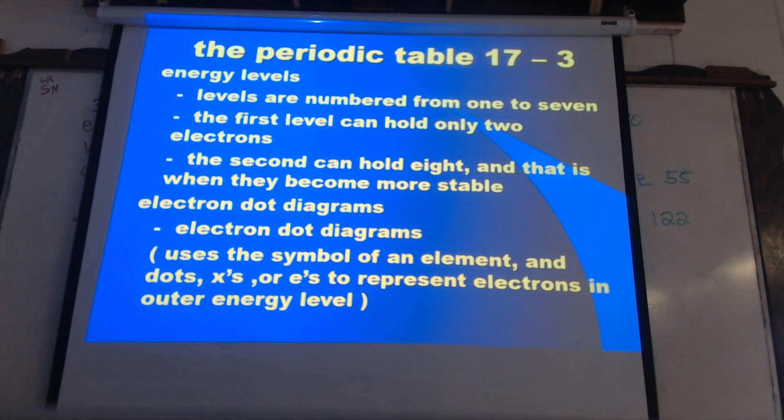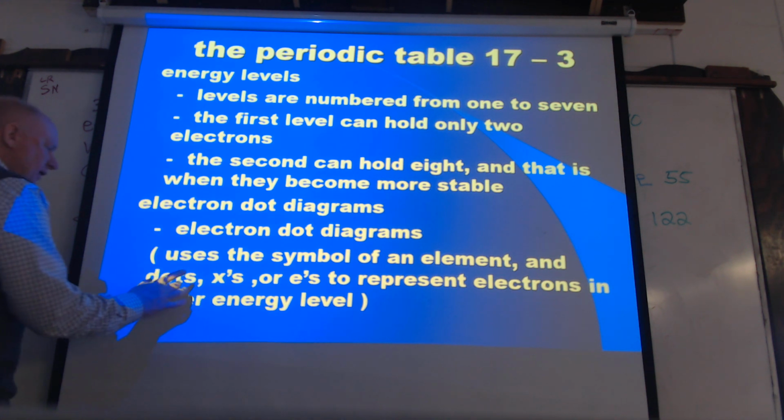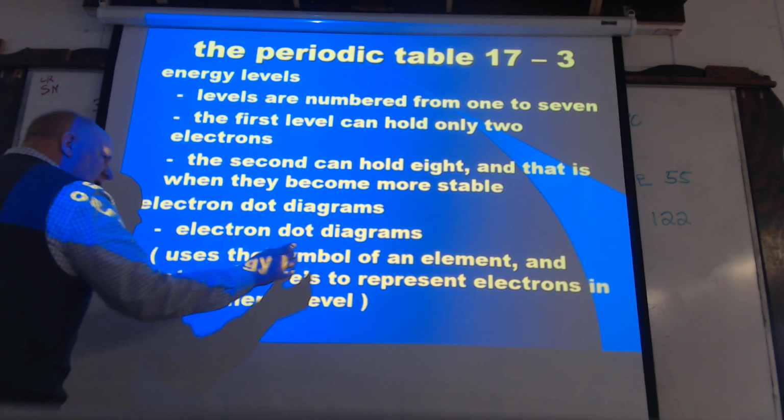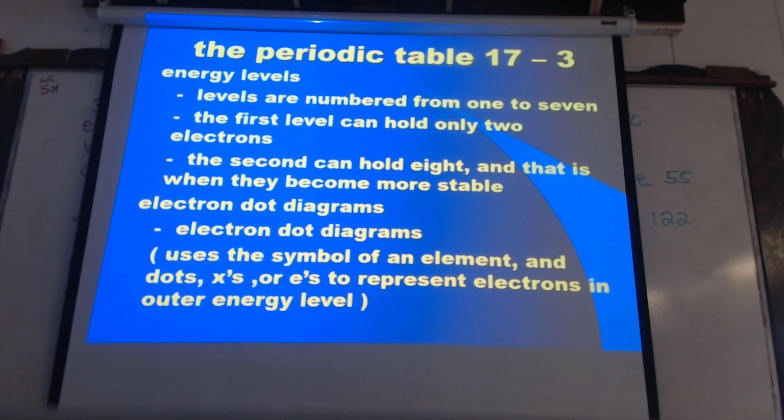Okay, this is where we left off last time, correct? I would expect that you know this. What do we mean by these dots, X's, or E's? What are they referring to?